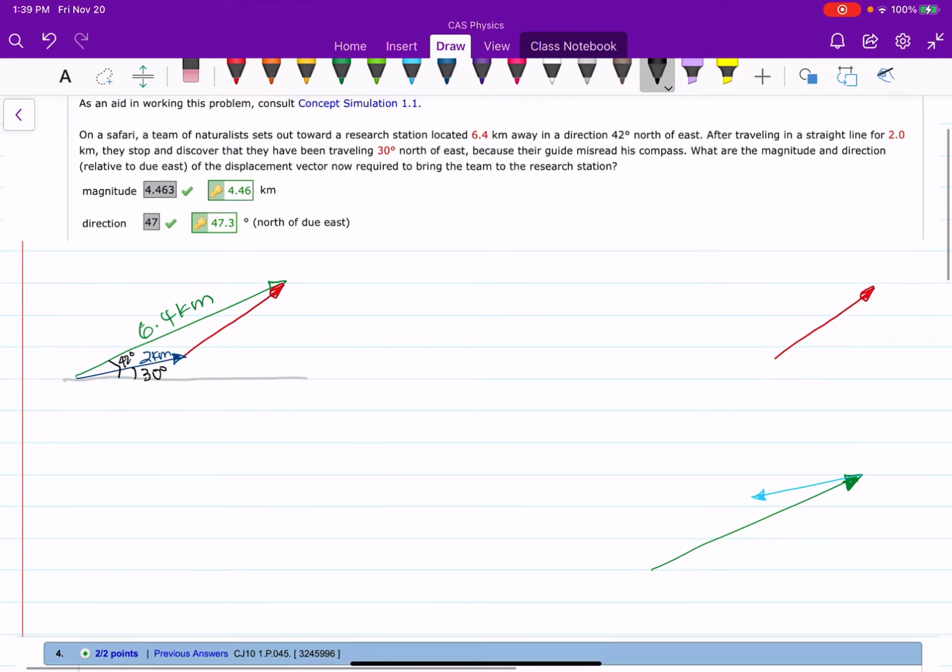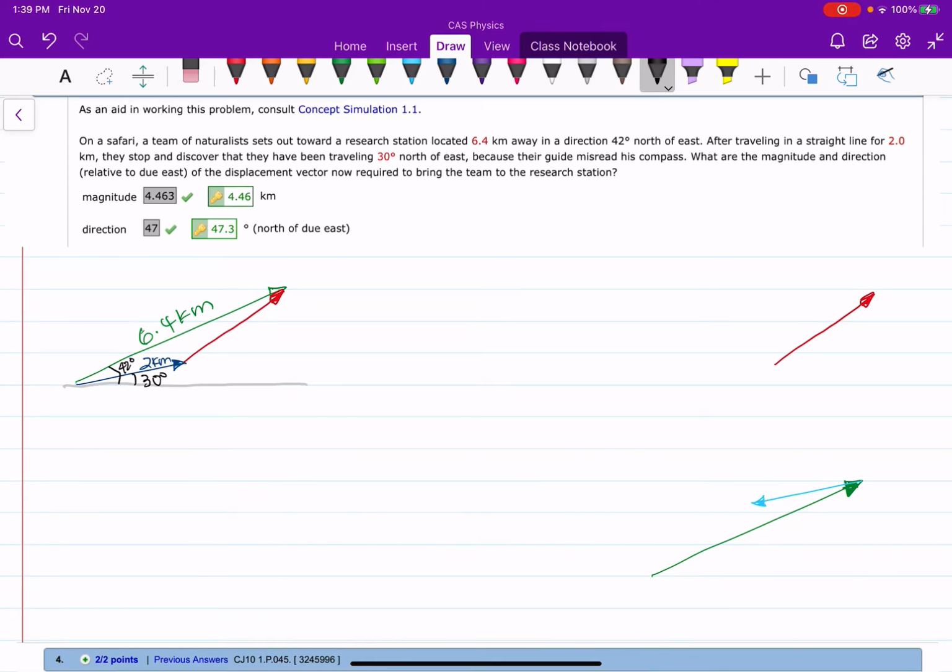So in this question, the safari question, you've got a team of naturalists. They're headed out towards a station that's 6.4 kilometers away. So you can see on the diagram, we've got the research station is here. And they're starting over here.